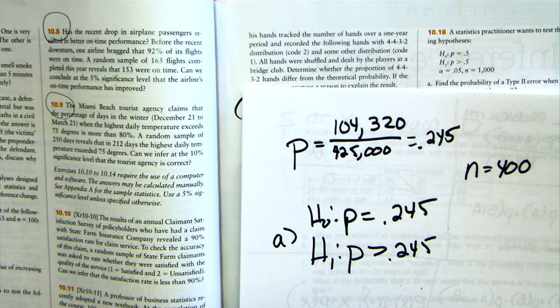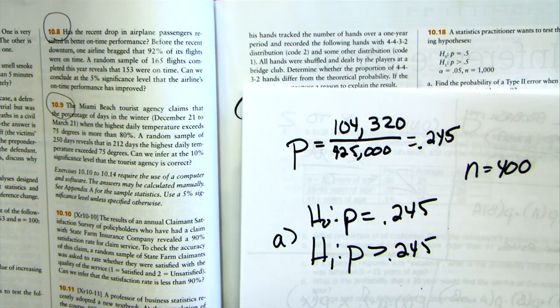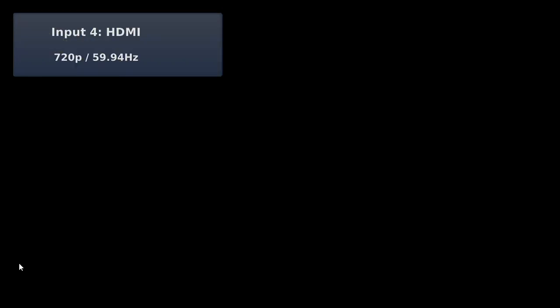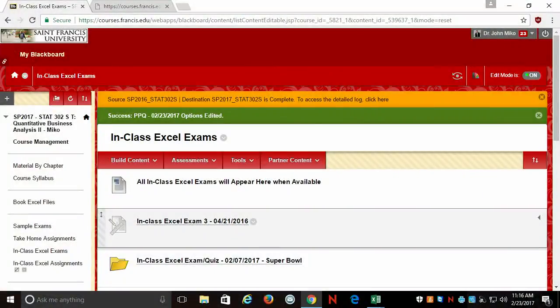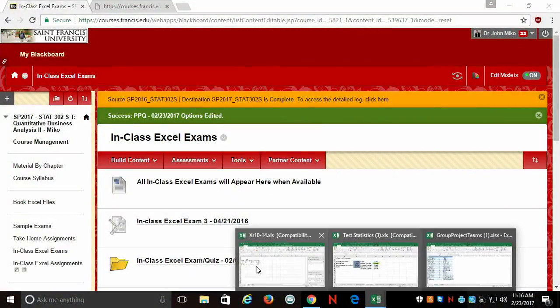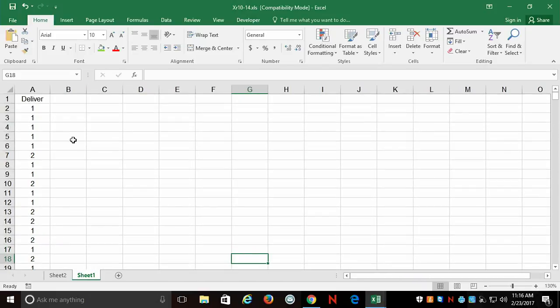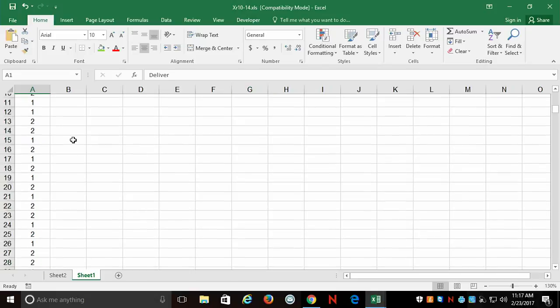Okay? Where's my evidence? My evidence I gathered was a sample of 400. But I don't know how many of those 400 got my newspaper. So I'm going to go to that data file, and it's under Book Excel Files, Chapter 10, and it's XR 10-14. And 1 meant no, we don't get the paper, and 2 meant yes. And there's 400 responses here. Control End takes me to the end, Control Home takes me home again.